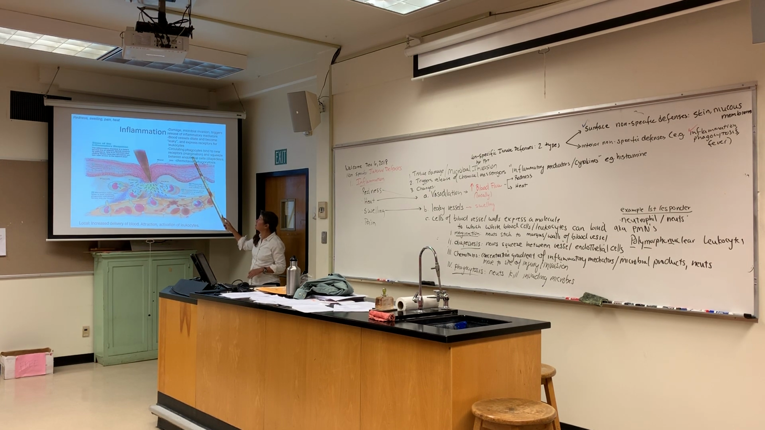That's called margination. And they squeeze between the endothelial cells. That's called diapedesis. They use chemotaxis to guide them to ground zero, where the damage, the invasion is. And then they'll try to kill any invading pathogens using phagocytosis.